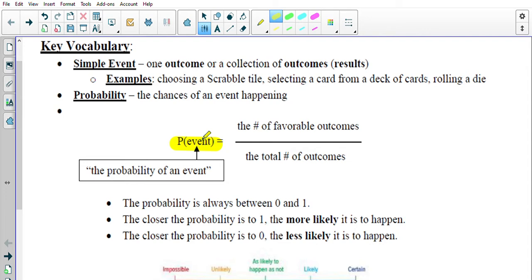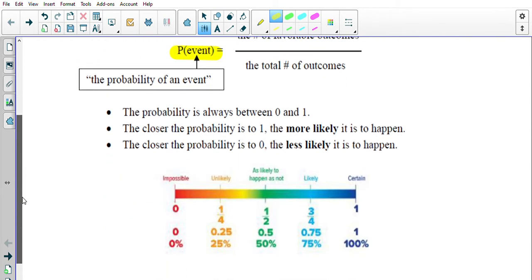Pay attention, because that's where a lot of Math 7 students a couple of weeks ago had some issues with their assignment. The probability is always going to fall somewhere between 0 and 1 on this scale here. The closer the probability is to 1, the more likely it is to happen. In fact, if it has a probability of 1 or 100%, it means it's definitely going to happen. For example, right now as I'm recording this video, the probability of it raining is 100%, meaning it's definitely going to happen, and it is happening right now.